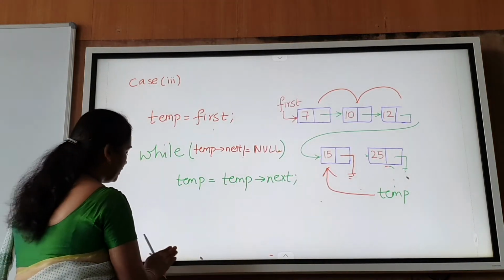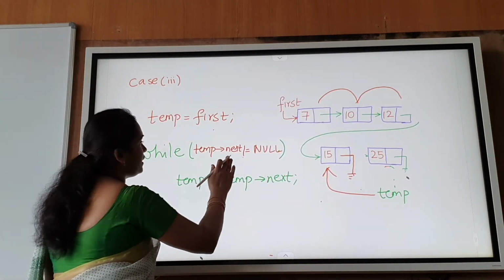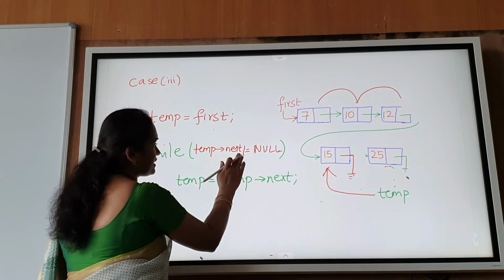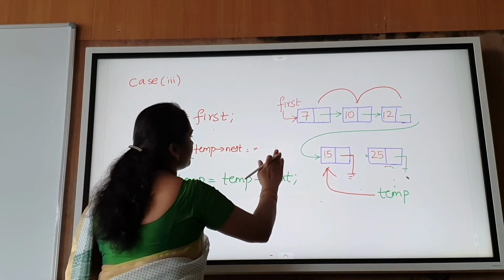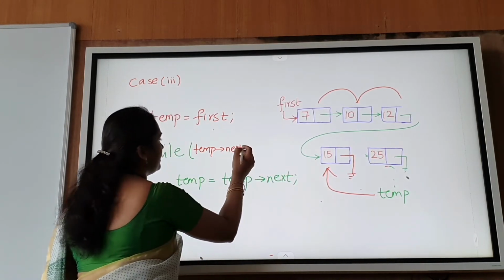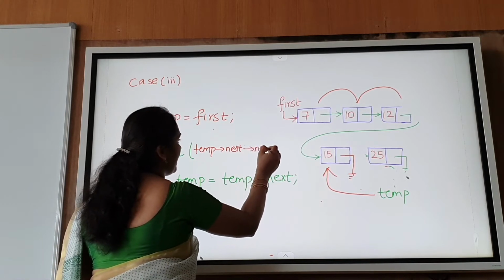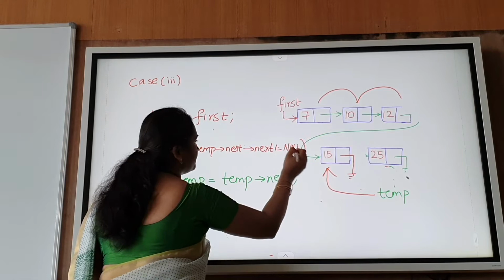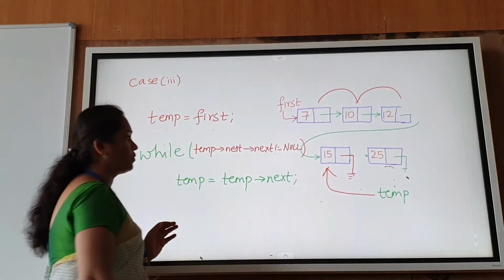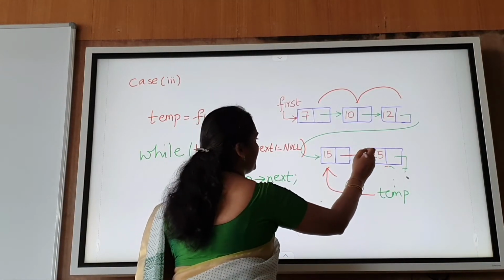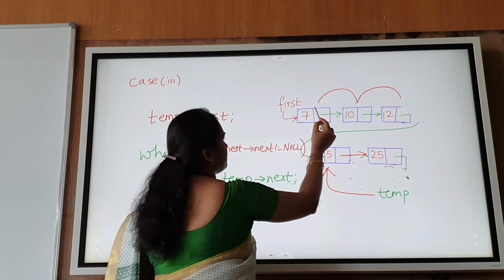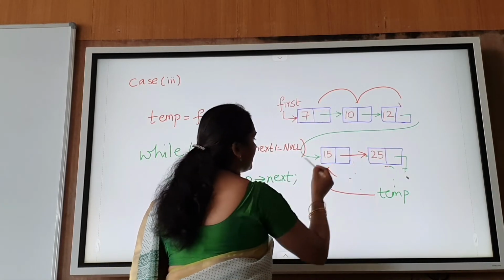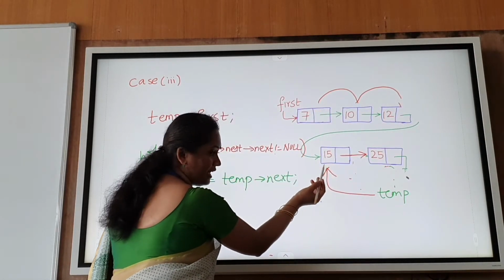And how do I do it? The logic to do it would be to not stop when temp's next is null, but stop when temp's next arrow next is not equal to null. Okay? So what would this do? This will successfully make temp jump and come here, and this is the last but one node, right?